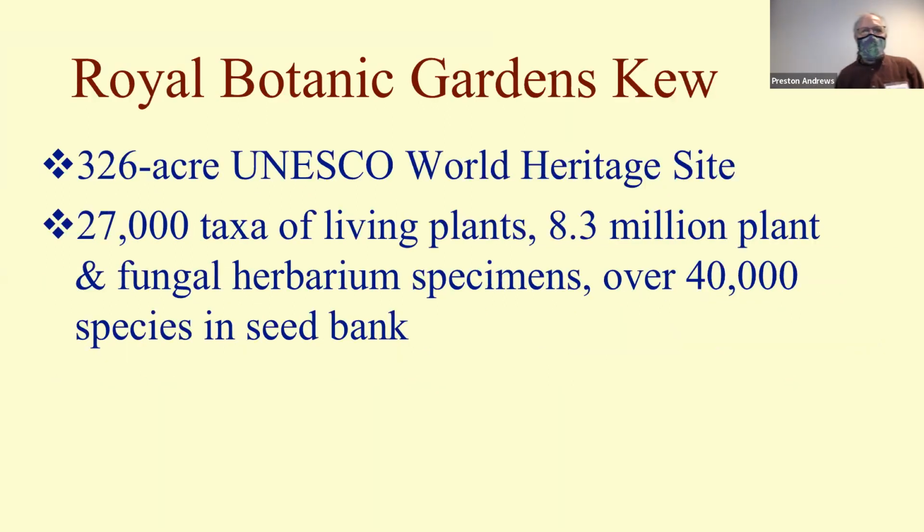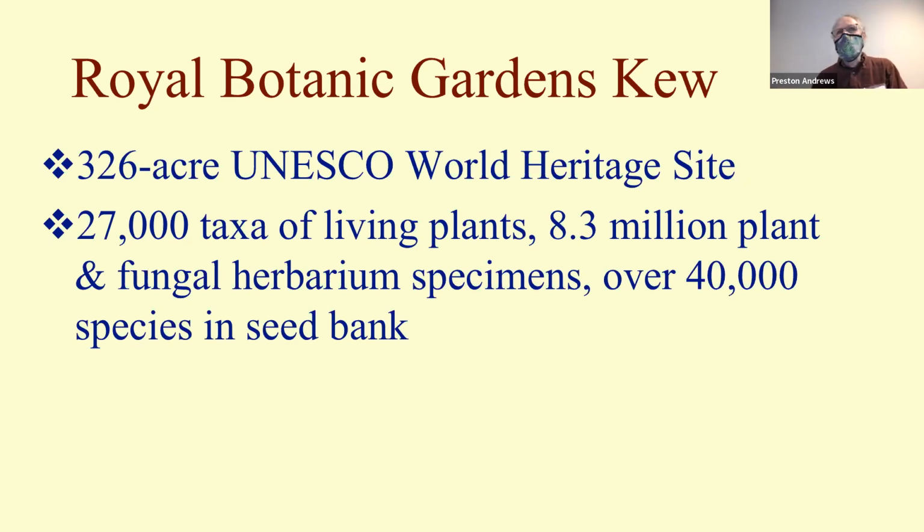So a little bit about Royal Botanic Gardens Kew. It's a 326-acre UNESCO World Heritage Site just north of London, a little part of town called Richmond. It has an amazing plant collection: 27,000 taxa of living plants, 8.3 million plant and fungal herbarium specimens, and over 40,000 species in its seed bank.